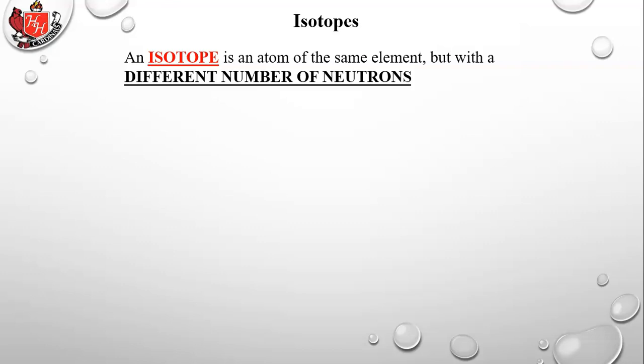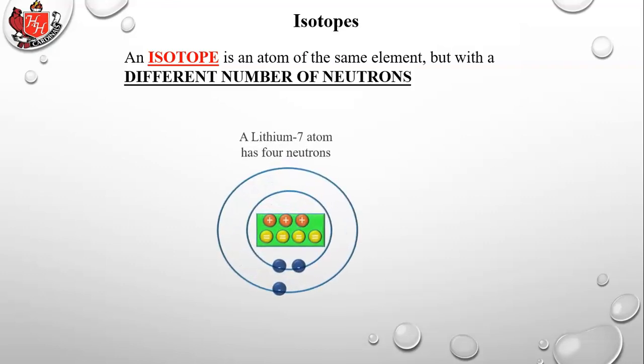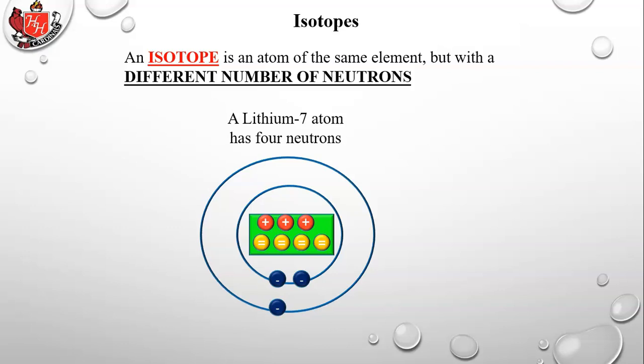An isotope is an atom of the same element but with a different number of neutrons. So here's a lithium atom, and it's called a lithium-7 because it has 3 protons. Lithium must have 3 protons. That's what defines lithium. We'll talk about that on the periodic table at a later time. And it has 4 neutrons. So the 7 means the total number of protons and neutrons is 7. What it really means is it has a mass of 7 atomic mass units.